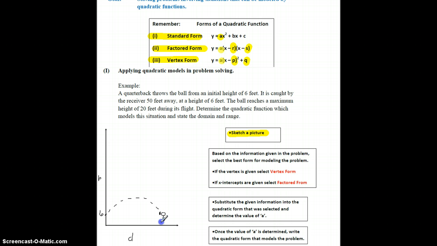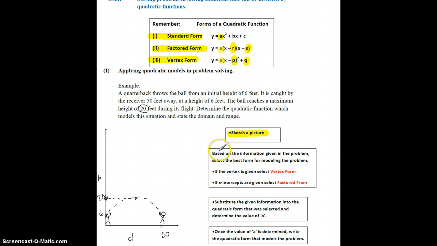So your receiver is over here, and the quarterback is over here, throwing the ball. Now the maximum height, we're told, is 20 feet. So if you went back here, it should be at a height of 20. And this was caught 50 feet away.